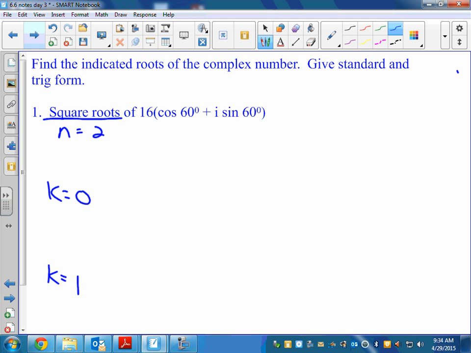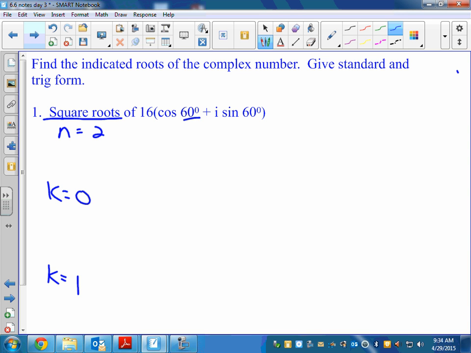Notice that in the formula I said theta plus 2 pi k. What if this is in degrees? Do I need to change it to radians, or can I adjust my formula? Instead of saying plus 2 pi k, I could say plus 360k. You can adjust that as needed if you're in degrees or radians, so just be aware of that.